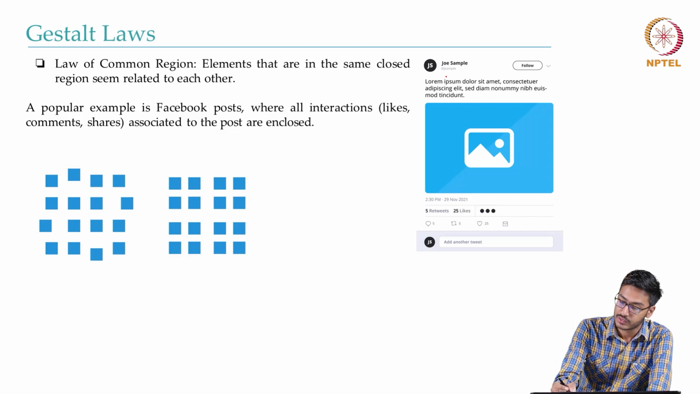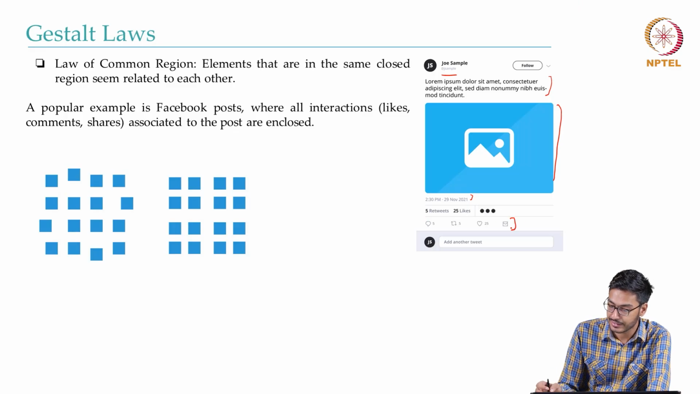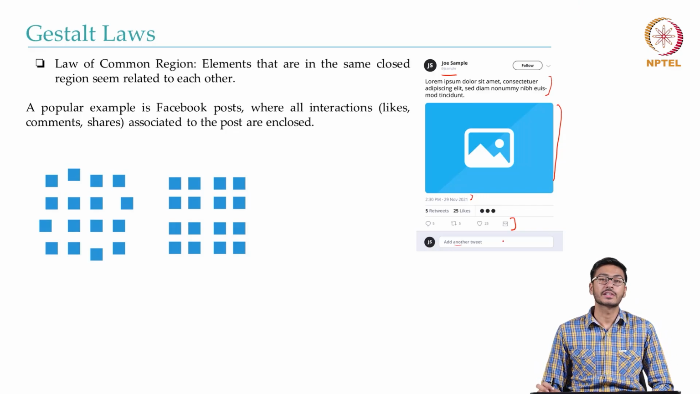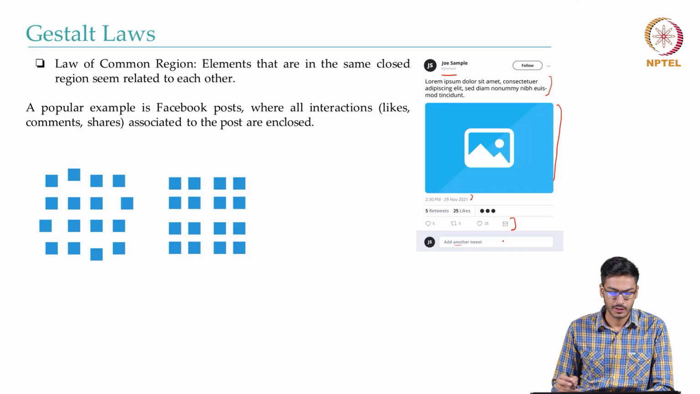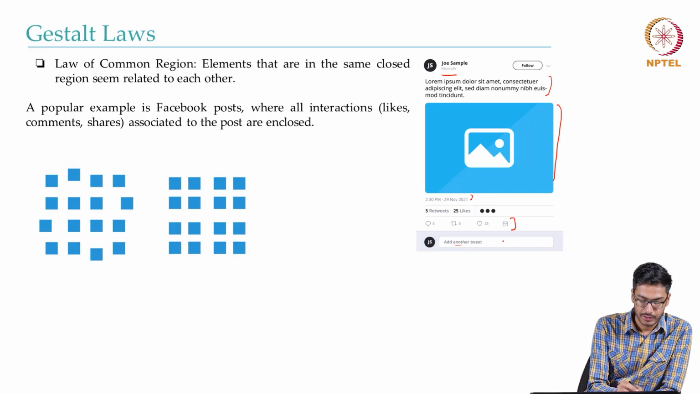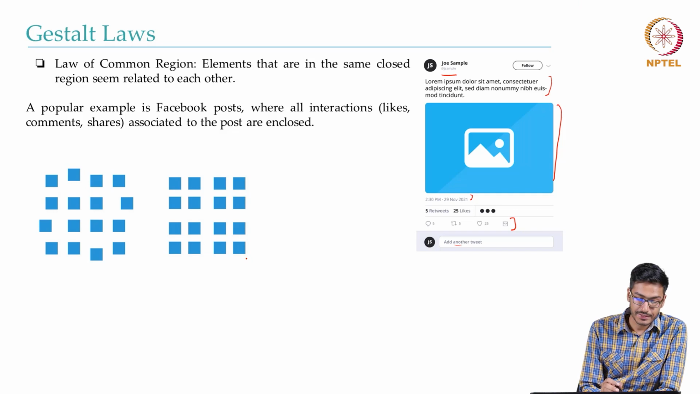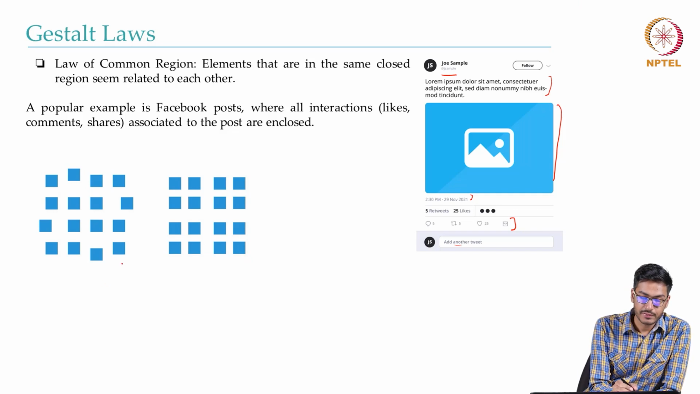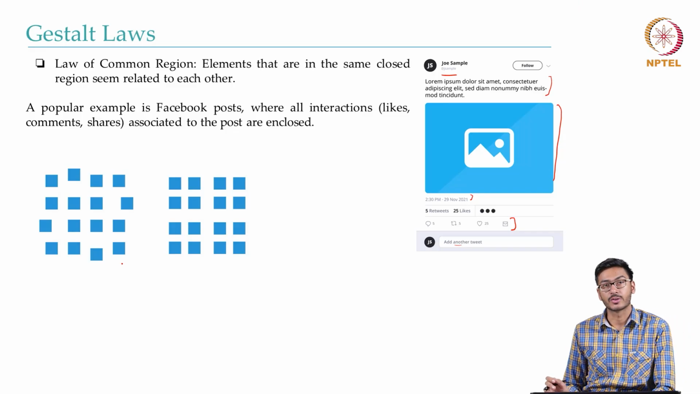As you can see here, the user who posted this, the caption, the image, details of when it was posted, and all the other details like comments, retweets, likes, etc. And if you would like to comment something here, it is all put together in a single box. Here as well, as you can see in the right one, the boxes which are in the same closed space seem related to each other and thus much more organized, while to the left it is very haywire and hence the squares may not seem so related to each other.